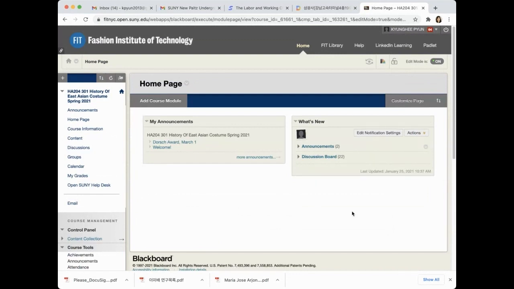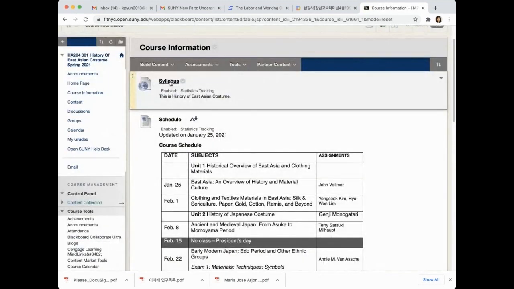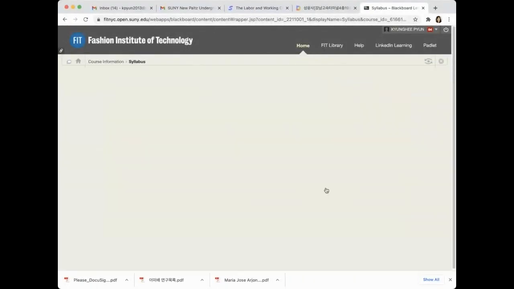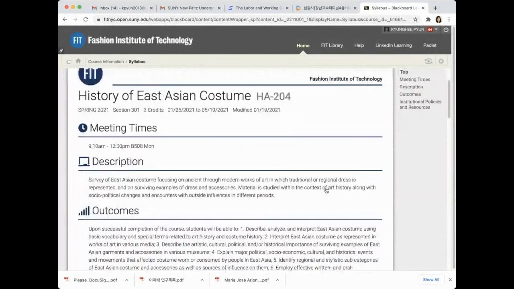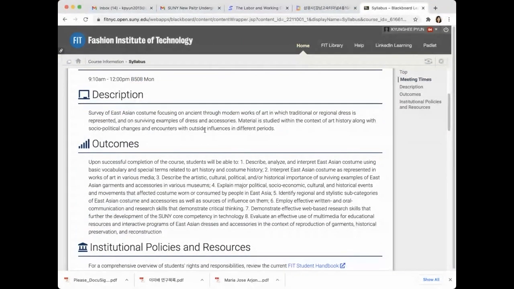And then homepage is homepage. I mean, that is not so much. I don't use this one so often. But course information is very important. So if you click this syllabus, it goes to your digital syllabus. So this one is basic information. If we had an in-person class, we could have met in P508. Description and learning outcomes.